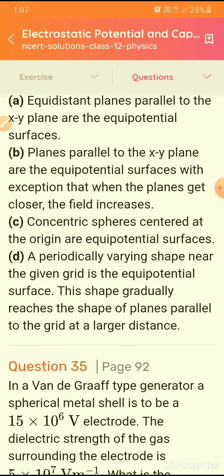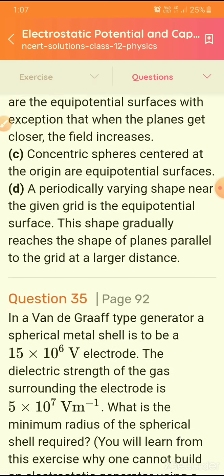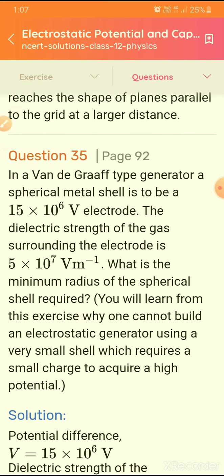For that plane, a periodically varying shape near the given grid is the equipotential surface. This shape gradually reaches the shape of planes parallel to the grid at a larger distance. If it is for a larger distance, the shape of the planes will become parallel. That is about the 34th question. Then we can go for the 35th question.